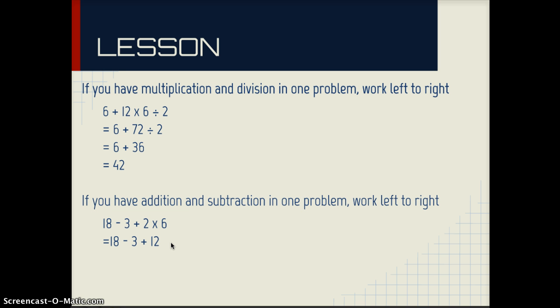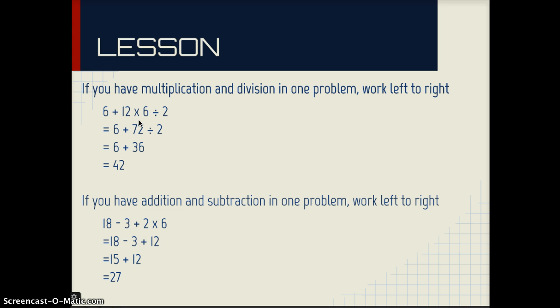With addition and subtraction, you don't necessarily do addition first. You just do what comes first between addition and subtraction. In this case, subtraction comes first. So I'm going to do 18 minus 3 to get 15, and then I'm going to add my 12, which is going to give me 27. If we did addition first, this would have been 3 plus 12 to give me 15, and 18 minus 15 gives me 3. We would have gotten a completely different result.